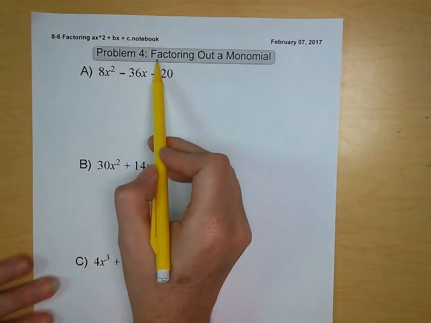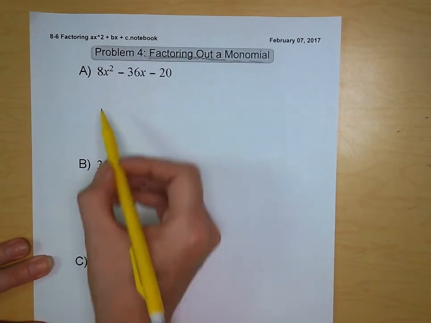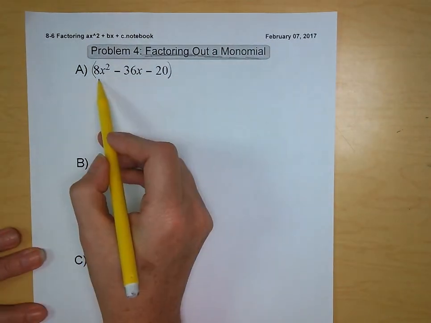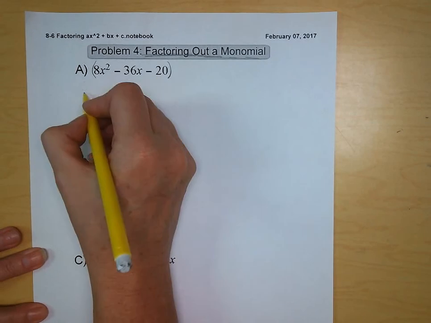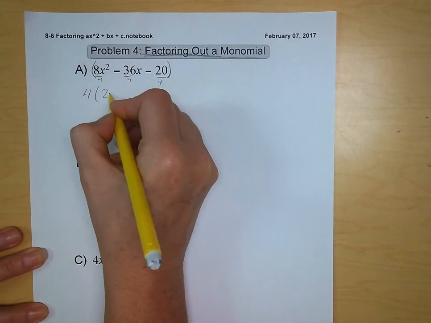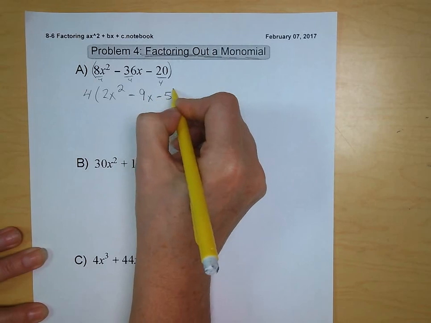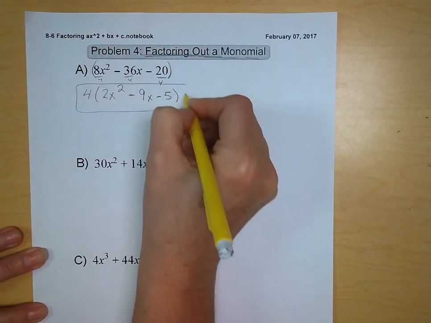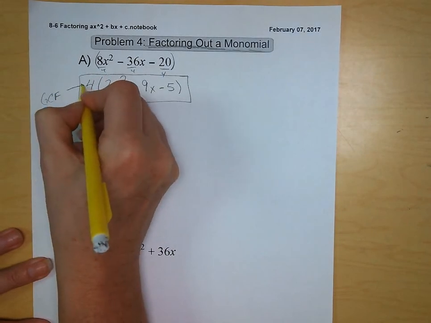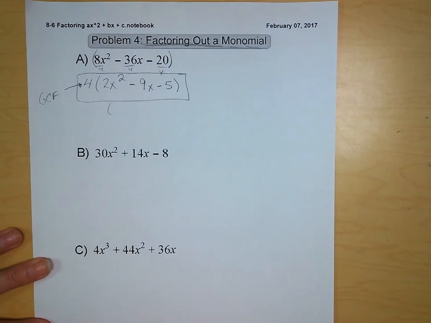Our last problem for today, we're going to factor out a monomial. We're going to take one term out already so we can simplify them. And when I look at that problem, I see that each one of those can be divided by 4. So we're going to factor out a 4. So we're going to be left with 2x squared minus 9x minus 5. And now that's a much easier problem to try to factor, right? Do we have to go further and factor it? We don't have to.